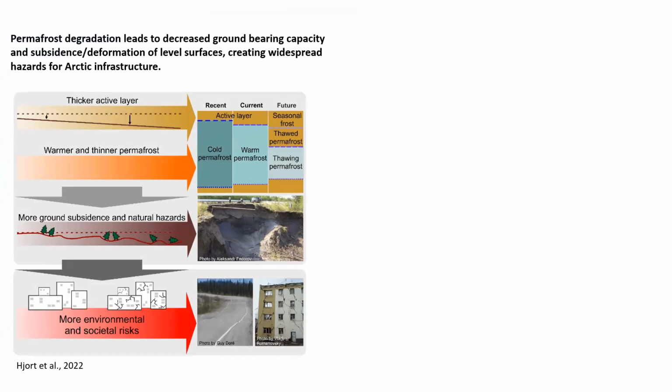Right. So we know that infrastructure built upon permafrost relies on the mechanical strength of the underlying frozen soils, which in turn depends on stability of ground temperatures, right? And this creates a number of widespread hazards for Arctic infrastructure, namely in the form of decreased ground bearing capacity, ground subsidence, and deformation of level surfaces, right?